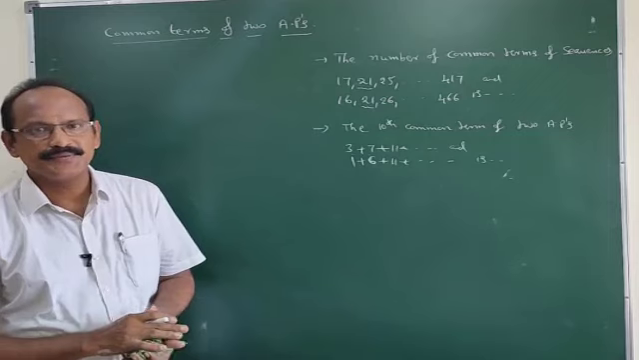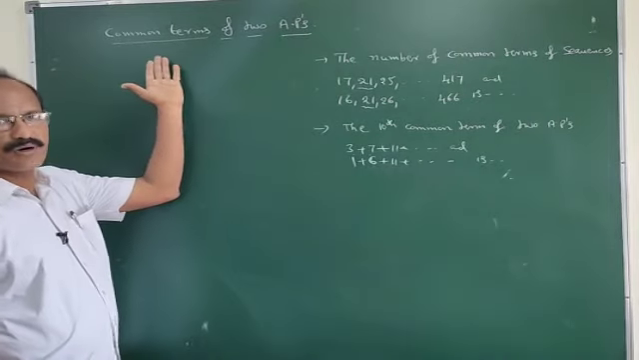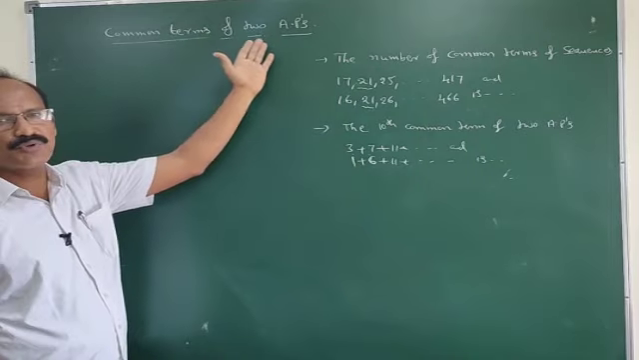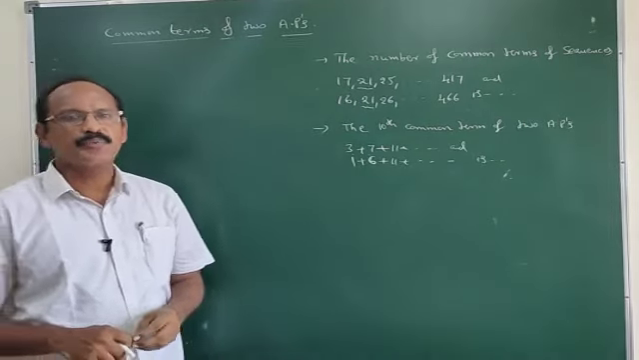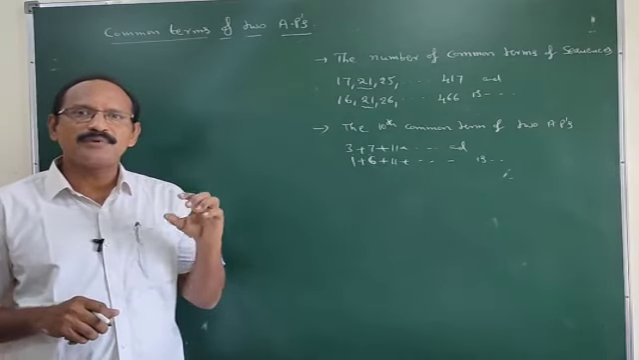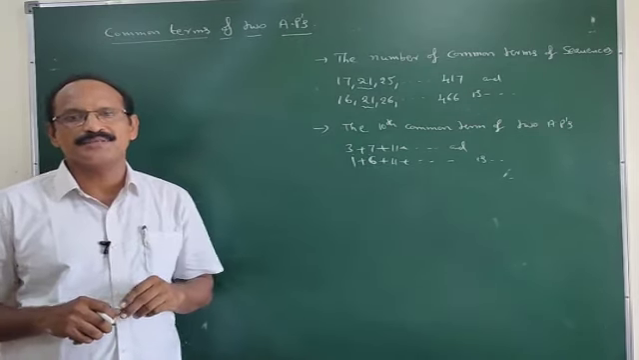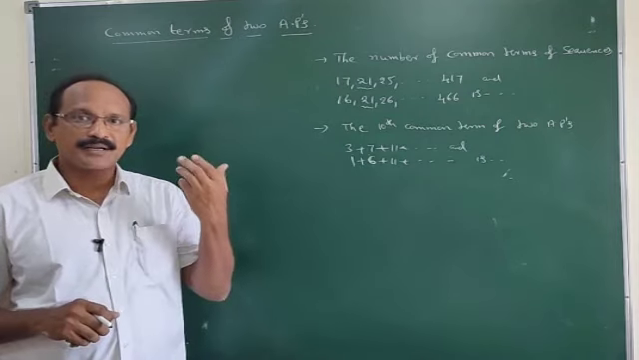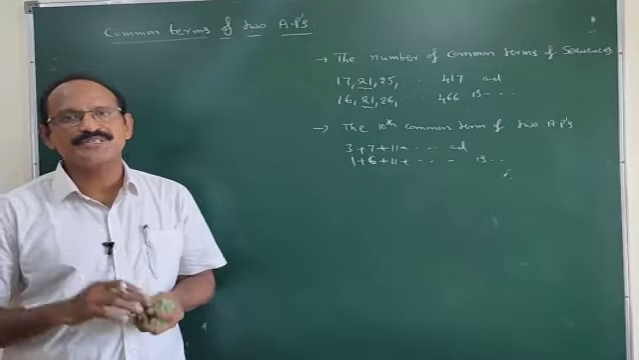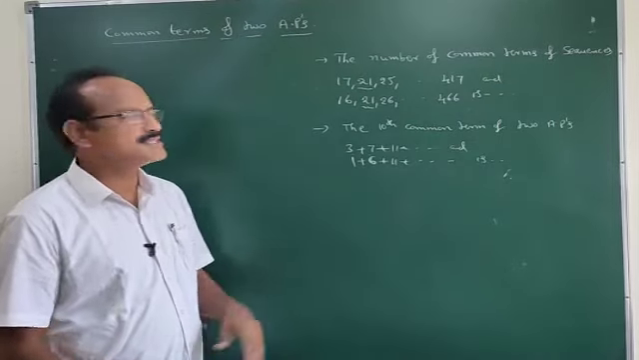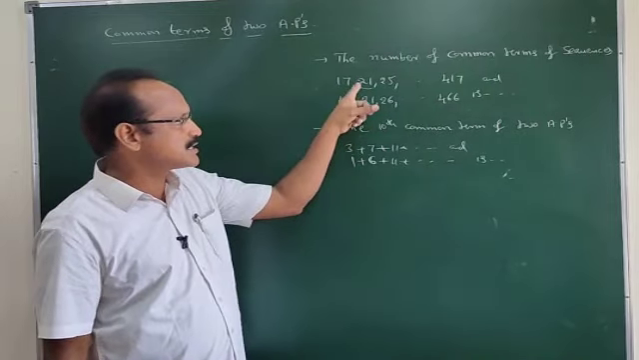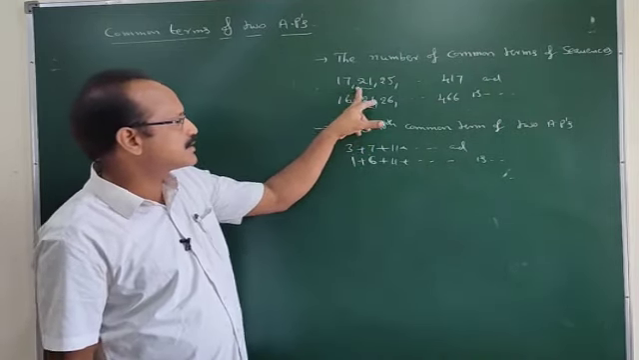Right now, suppose our title is common terms, the number of common terms of two APs. Suppose you are given two APs, you can calculate the number of common terms of the two APs. So the procedure is, suppose you are given a question of the form: the number of common terms of the two series is asked. Two series are given, right?